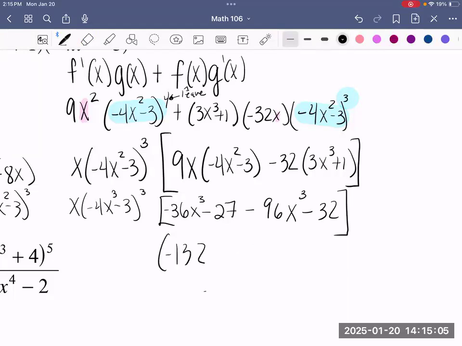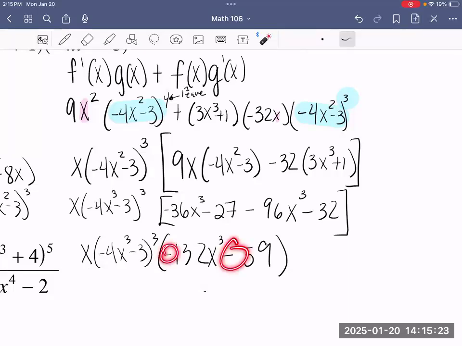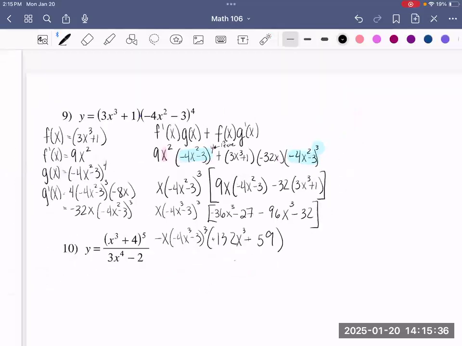Negative 132. Let's see, that's 9, and 5. If you wanted to, you could take out a negative, because they both have a negative associated with them. So we can take out the negative and change these to positives. That's just among some things that we can do. So that should be it.